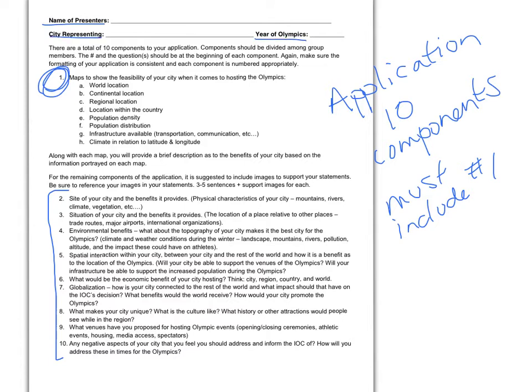So like I said, there are 10 components to your application. They should be divided among the group members. The number in the question should be at the beginning of each component. Again, make sure the formatting of your application is consistent and each component is numbered appropriately.